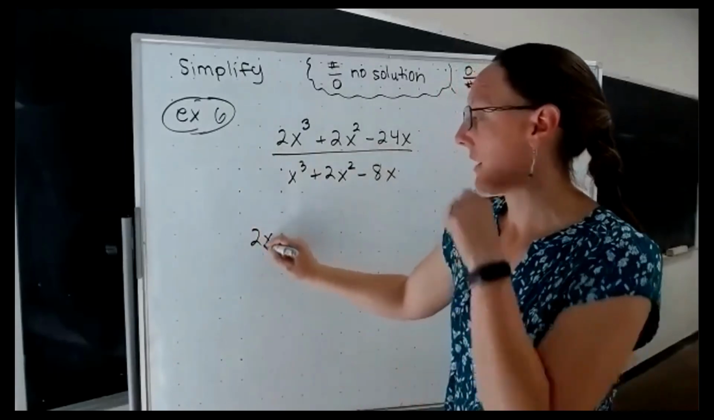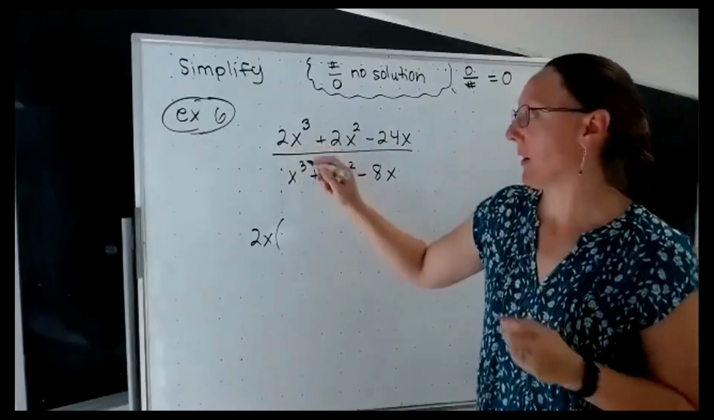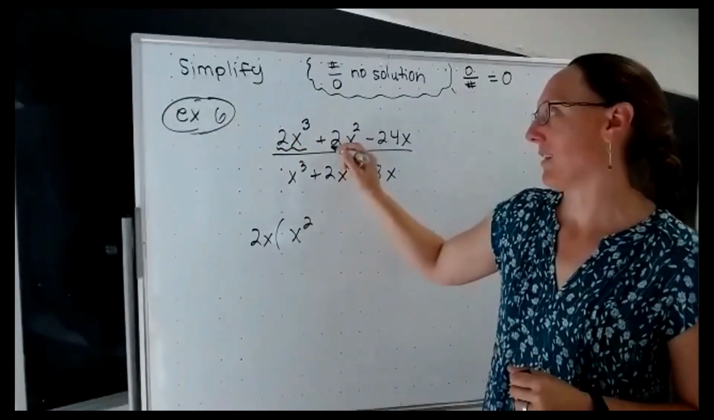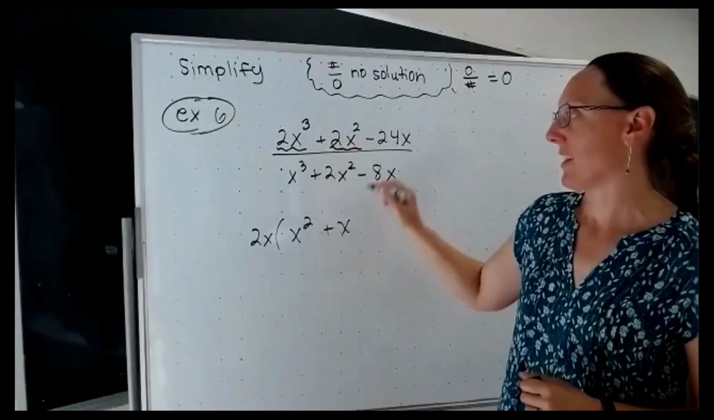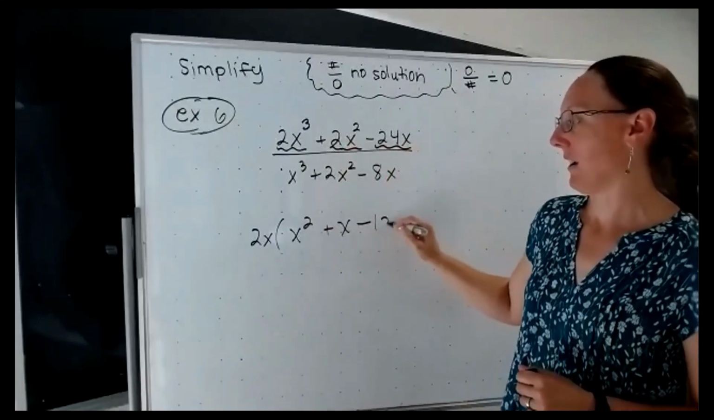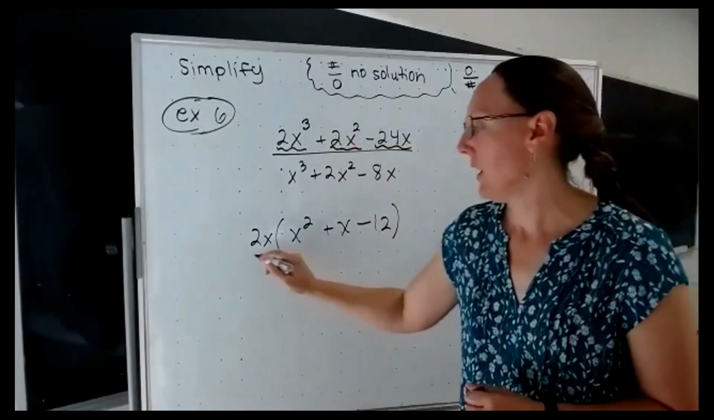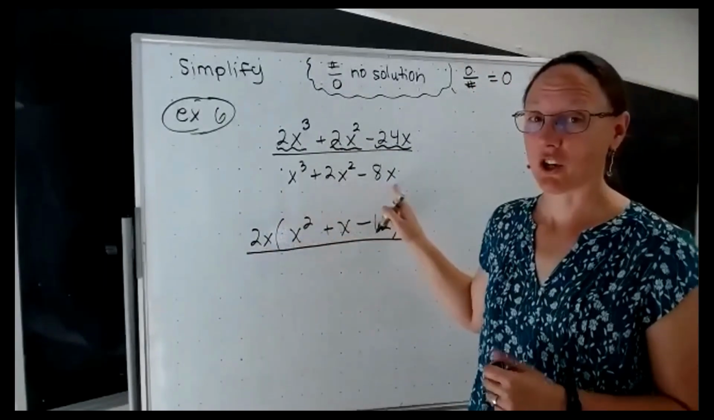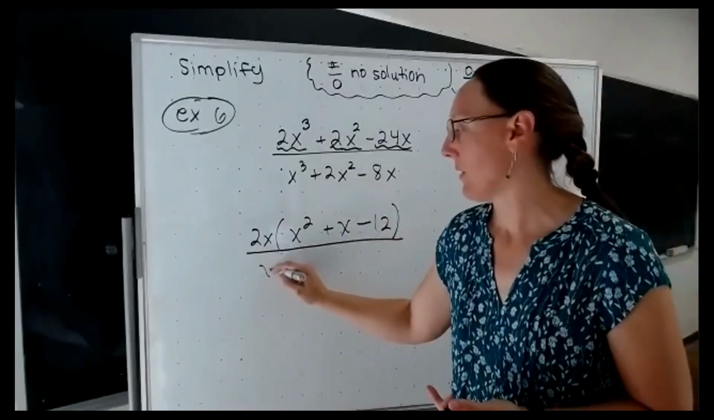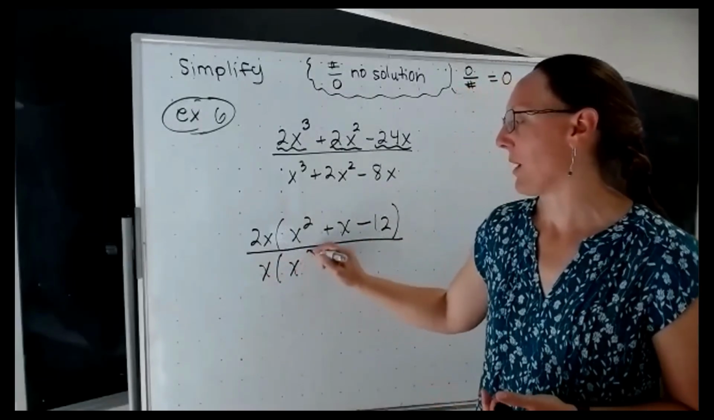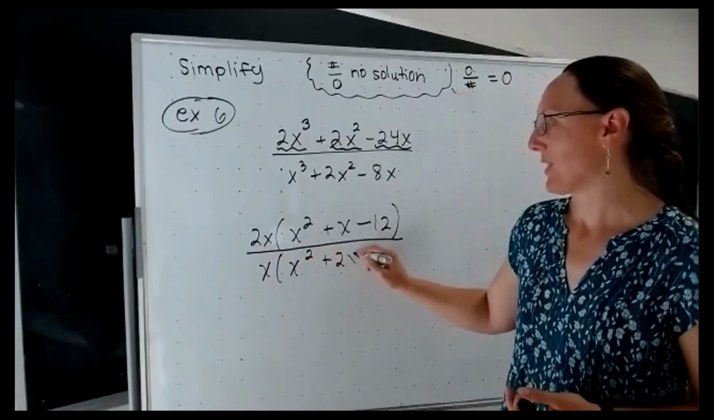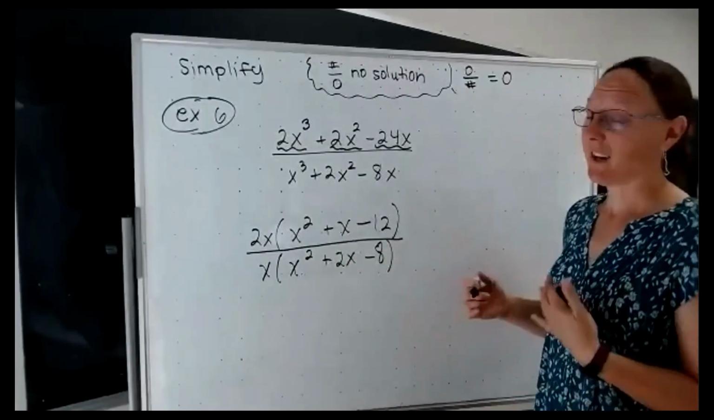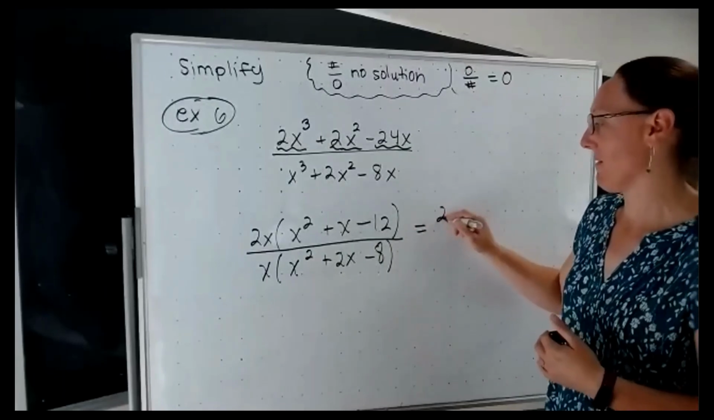Pulling out that 2x from the numerator, I would be left with, from here, an x squared, from that just an x, and from back here, a negative 12. And then in the denominator, it looks like what I can pull out of each term is an x. When I pull an x out of each term, I'm left with x squared plus 2x minus 8. Now I can get everything factored down even more.